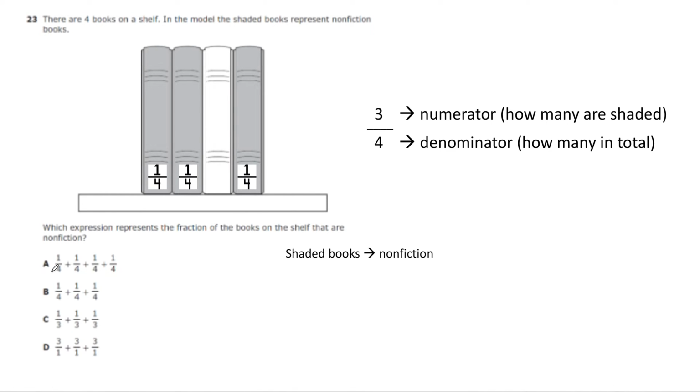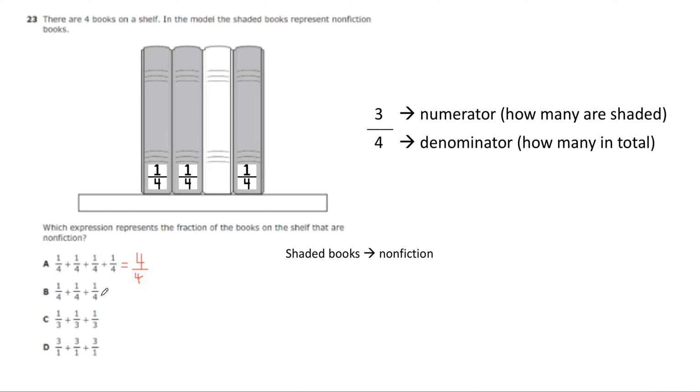So let's look at A. A says 1/4 plus 1/4 plus 1/4 plus 1/4. Well, that looks like a pretty good answer, right? Because I have 1/4, 1/4. This we know is 1/4, and this is 1/4. So that would equal 4/4. Because remember, we add our numerators, but we keep the denominator when it's the same denominator. So that does represent the total number of books, but it doesn't represent the number of nonfiction books. So that one is trying to trick me.